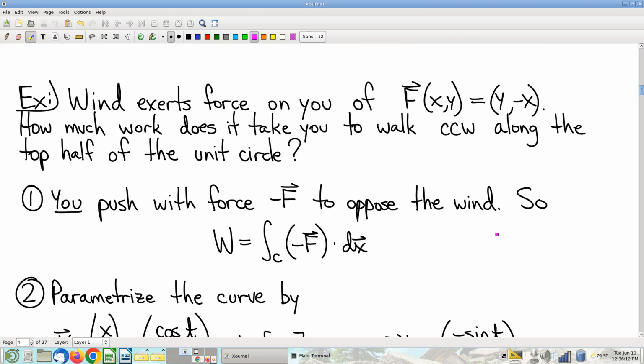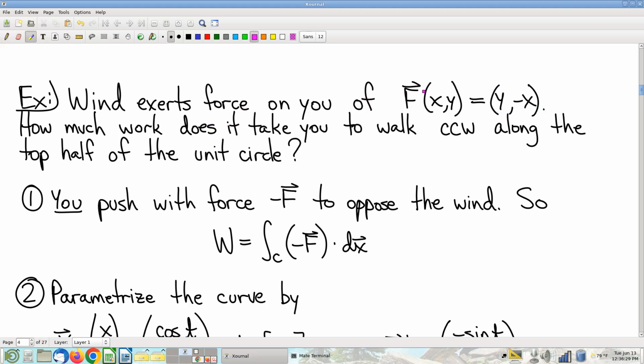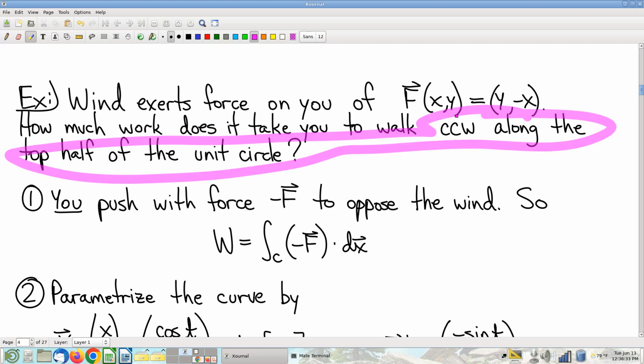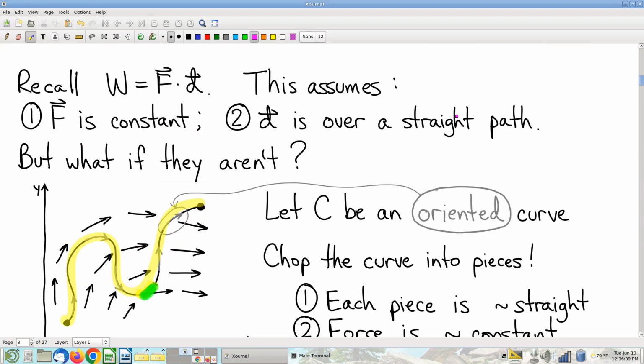We have a physics problem. How much work? So we're going to compute work here, and we know how to compute work. It's a vector line integral, but here's the specifics. The force, well, we have a force vector field here given to us. The curve, let's see here. There's our curve, top half of the unit circle.